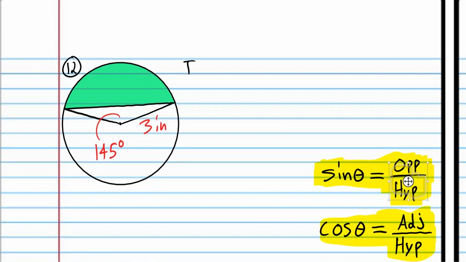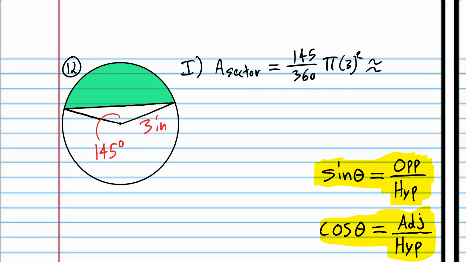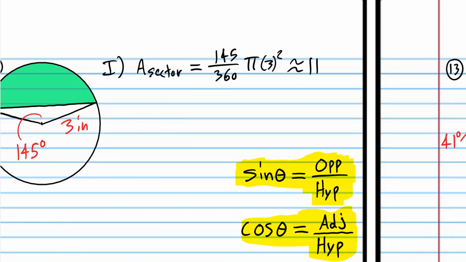All right, we're back. Step number 1, area of the sector is equal to 145 over 360 times the area of the circle. So get out your calculator. 145 divided by 360 equals times pi equals times 9 equals, because 3 squared is 9. Then carry out those decimals. You want 4 decimals just to be safe.